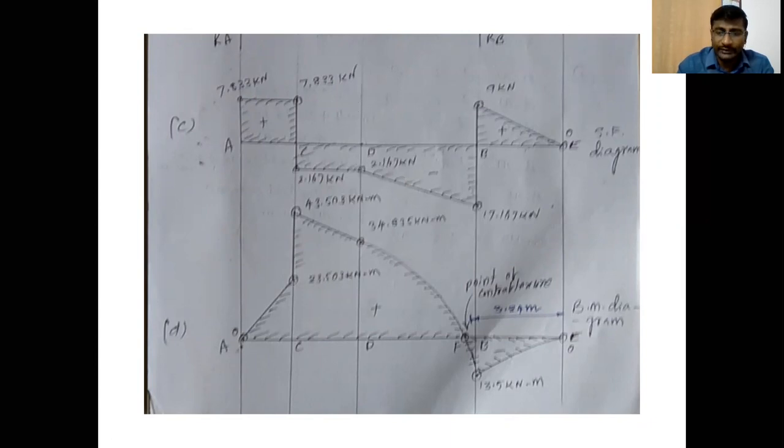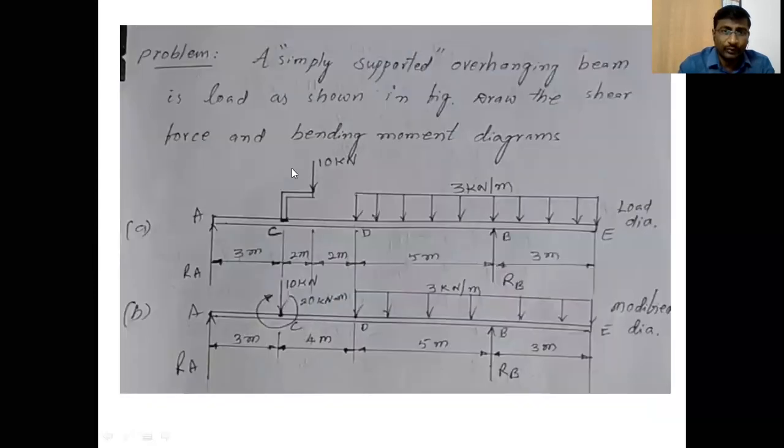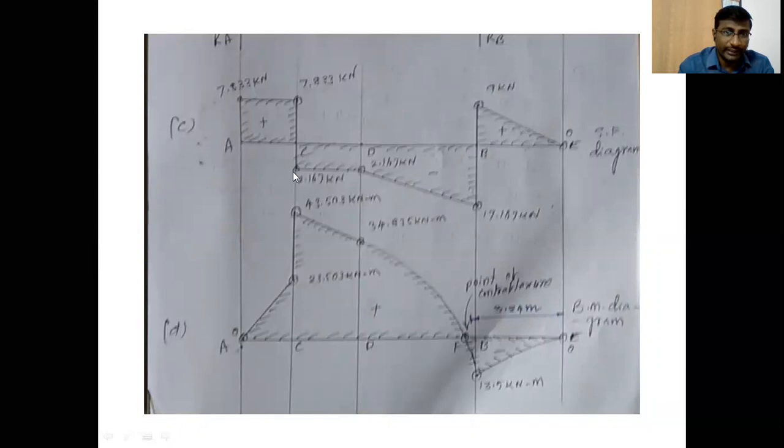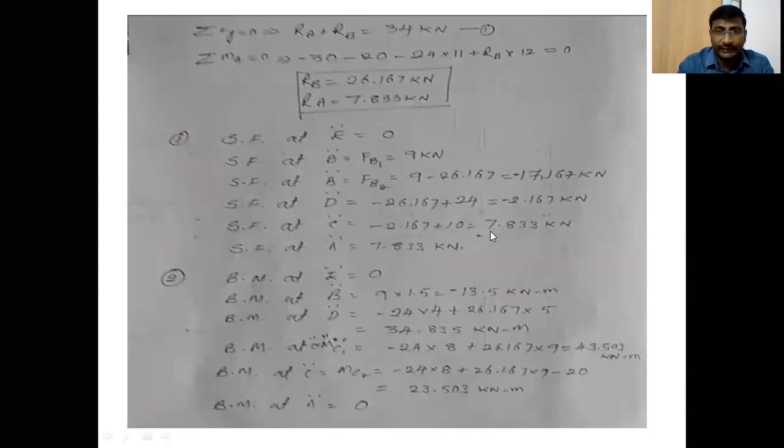Then shear force at point C. The shear force is a constant line up to point C, because there is no load acting between C and D. Shear force is constant from point D to C. Therefore, I draw this horizontal line from point D to C. This is 2.167 kilonewtons, and also 2.167 kilonewtons at point C. The shear force suddenly changes at point C because of the point load of 10 kilonewtons acting at point C. So shear force at point C, the other value, is 7.833 kilonewtons, on the positive side of the baseline.